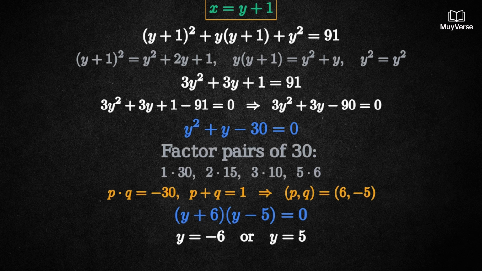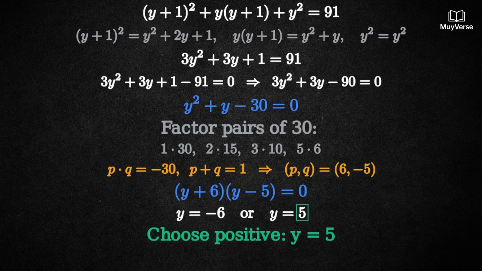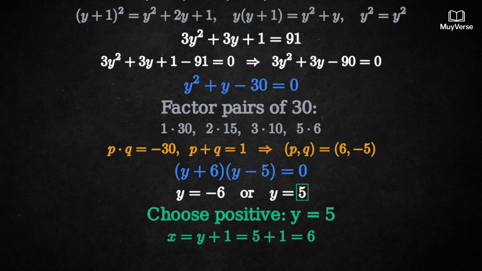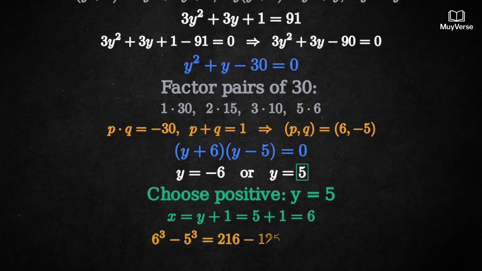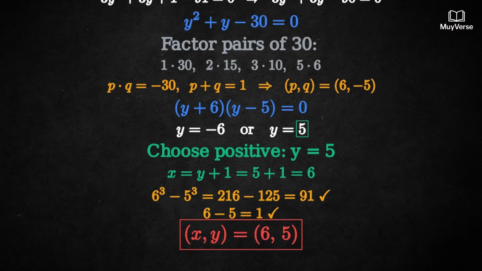Since we want positive integers, we take y equals 5. Use x equals y plus 1. With y equals 5, x equals 6. Let's verify both equations. 6 cubed minus 5 cubed equals 91, and 6 minus 5 equals 1. Therefore, the unique positive integer solution is x equals 6 and y equals 5.